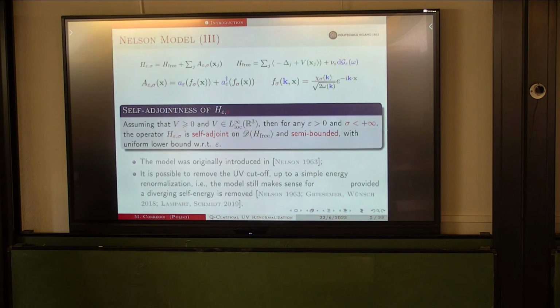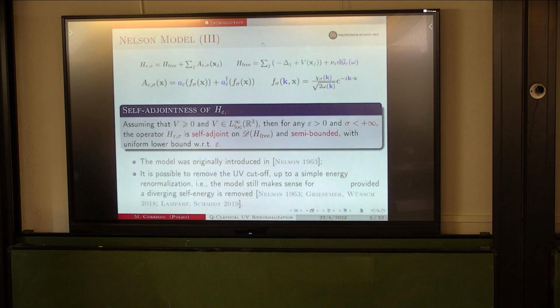Okay, here it is. Here you see again we have a free part of the Hamiltonian and then the field interaction. You can rewrite it, if you prefer, with f sigma, which is chi sigma divided by the square root of omega times the Fourier factor. Now, assume that V is positive, again for simplicity. We can relax all these assumptions. It's L-infinity loc, so it's either a trapping potential or whatever. Then for any fixed epsilon and sigma smaller than infinity, of course, the operator is self-adjoint.